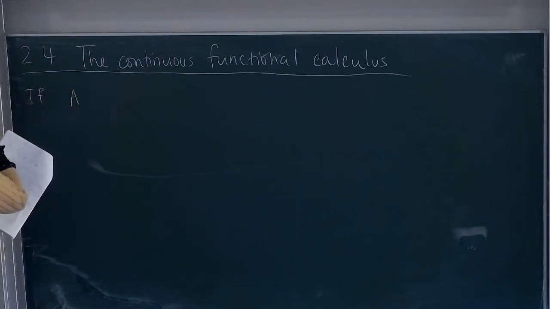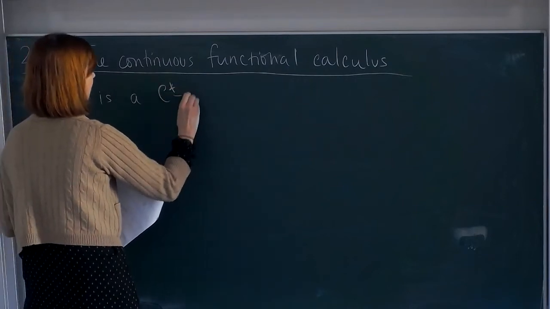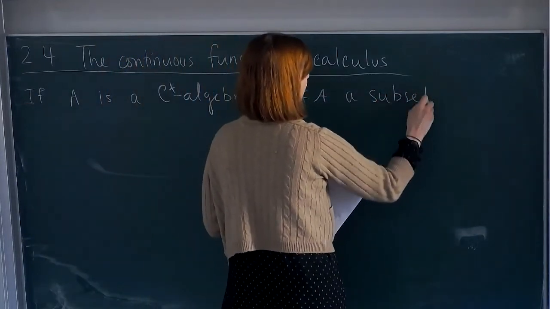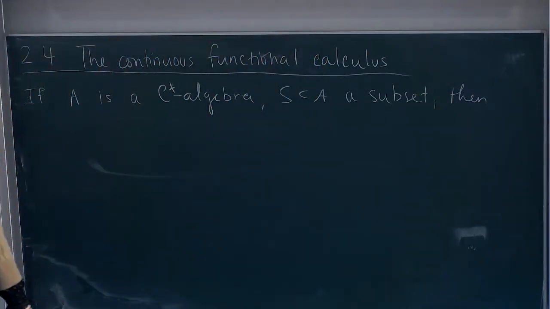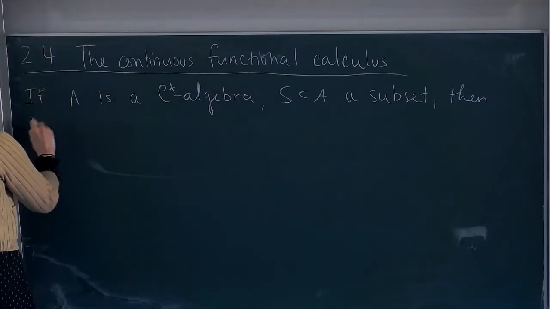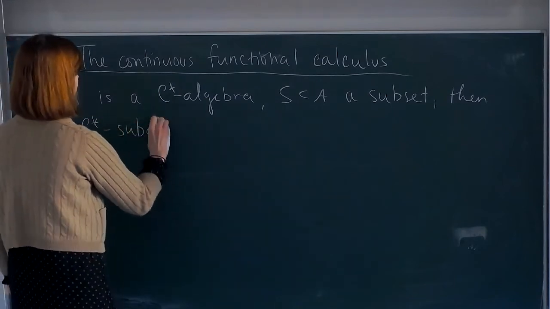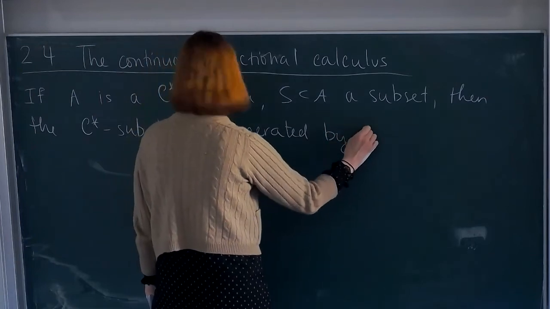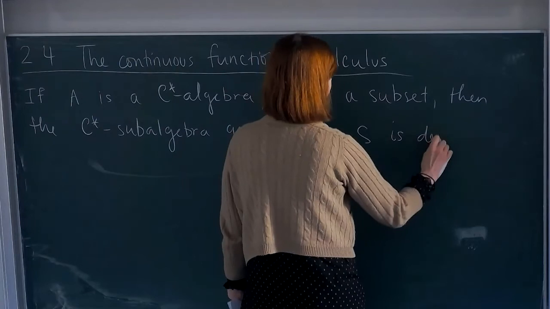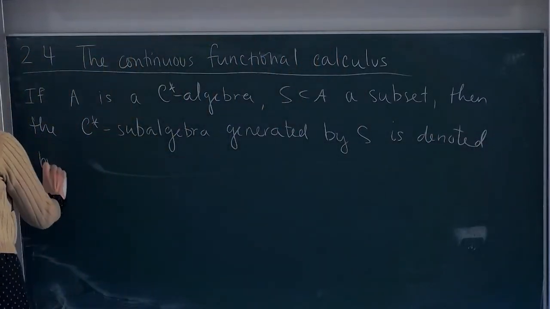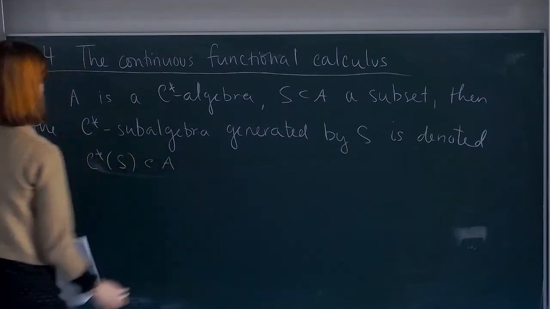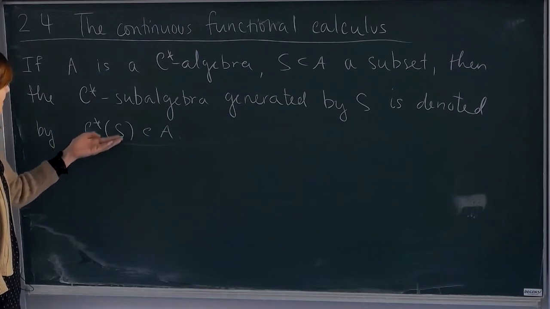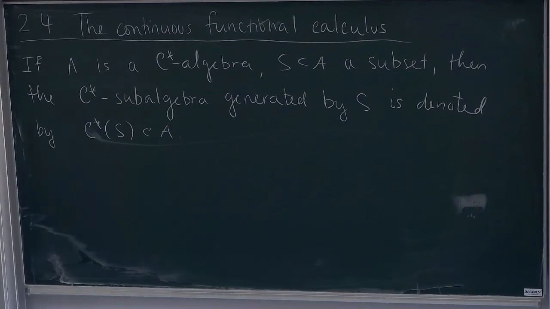Okay, so just a bit of notation. If A is a C-star algebra, and we have some subset S, then the C-star algebra generated by S is denoted by C-star of S. So this is the smallest C-star algebra containing S, or equivalently, take all the C-star subalgebras containing S and take their intersection. That will give you C-star of S.